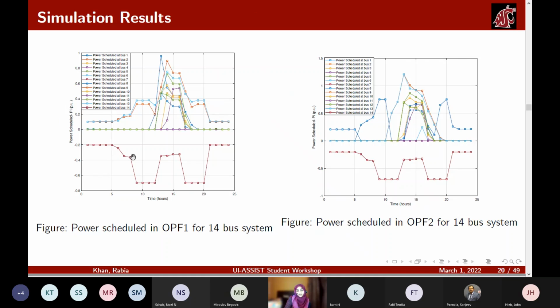So these are the simulation results for the 14 bus system. We are just using the architecture of the 14 bus system, not the exact values of the generation and loads. Considering OPF1 that we have proposed, we can see the power scheduled at buses. If we compare these two, fewer buses are participating in sharing power with others as compared to what has been done in the literature.